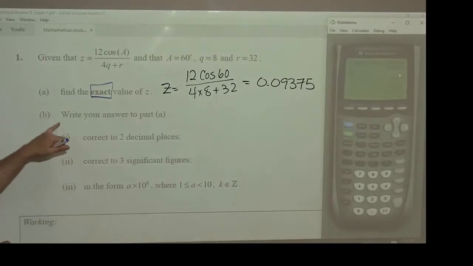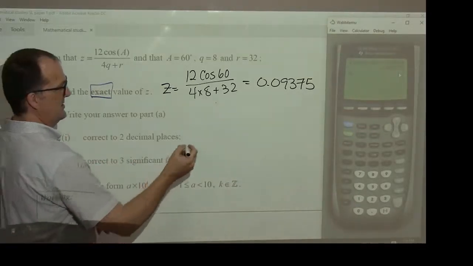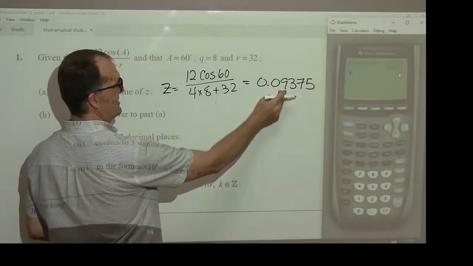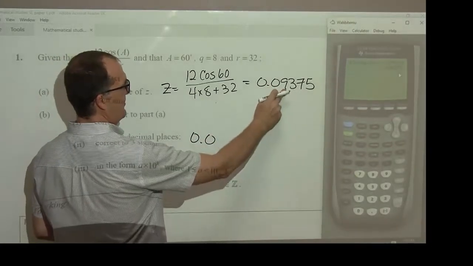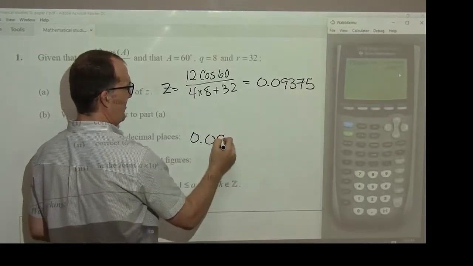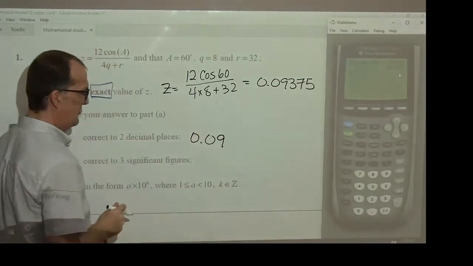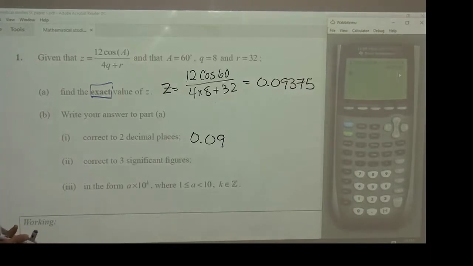And then what they're asking you to do now is to write that correct to 2 decimal places. And so I have the first decimal place and the second decimal place. I'm looking after that second decimal place to see if I need to round up. The 3, I don't need to round it. So there's my answer. And then 3 significant figures.